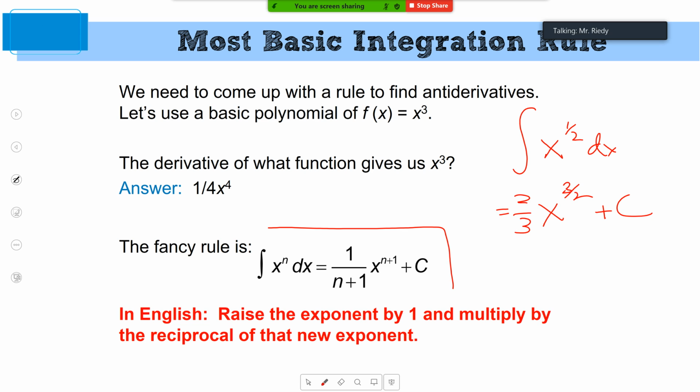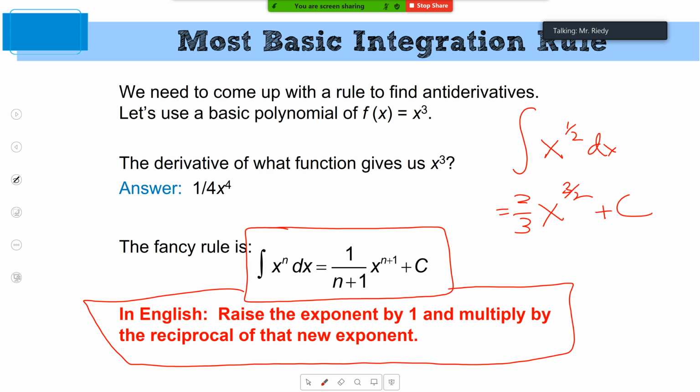Okay, so this is the actual formula, the fancy schmancy calculus stuff. This is the more practical method we're going to use over and over again. Raise the exponent by 1, multiply by the reciprocal of the new exponent. New exponent, not the old one.